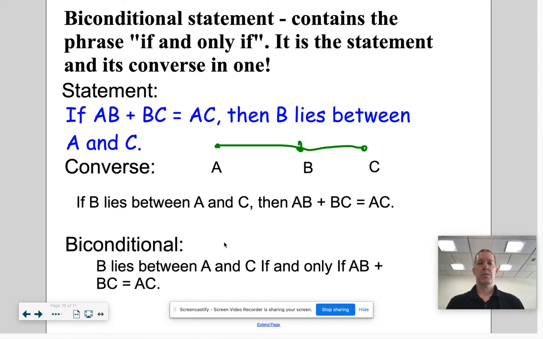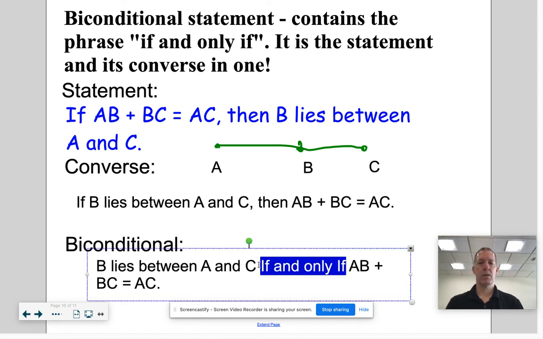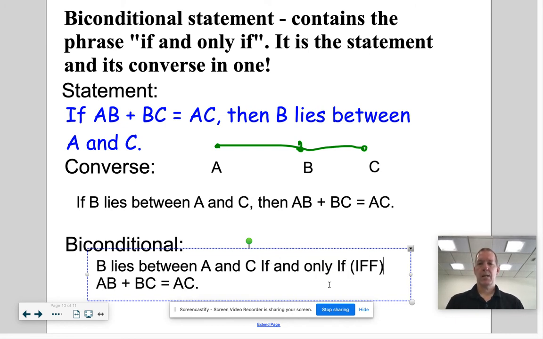So that's a biconditional statement. You have to be really careful with that. Some people get that really confused. They don't understand it. So if you don't, make sure you go ask your teacher questions and figure it out.